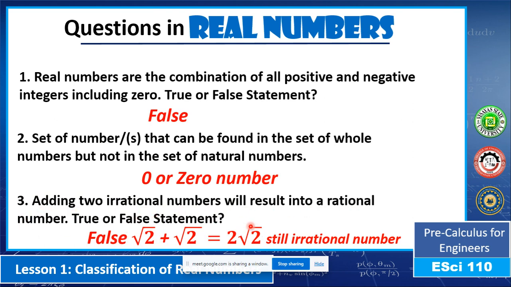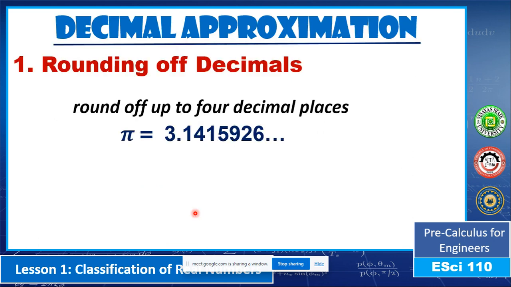Take note of that, class, because you might add irrational numbers and then make them rational. You will really make mistakes, because it is not all. So, sana all, hindi lahat. So, we are already through with the classification of real numbers. Let's proceed to the decimal approximation.